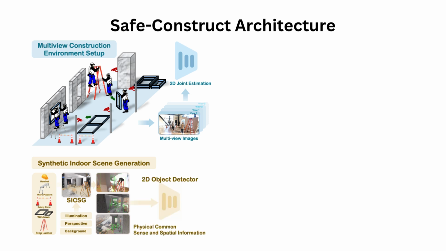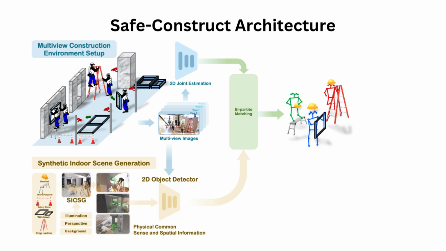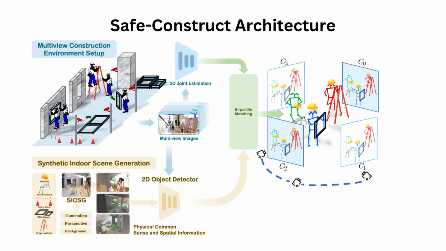This detector is trained on the synthetic dataset generated by SICSG, a novel synthetic indoor scene generator that includes variations in lighting, perspective, and background, enabling the model to learn physical common sense and spatial cues. Next, we apply bipartite matching to associate pose and object information across views and reconstruct the 3D scene. This allows the system to answer compliance and violation queries.